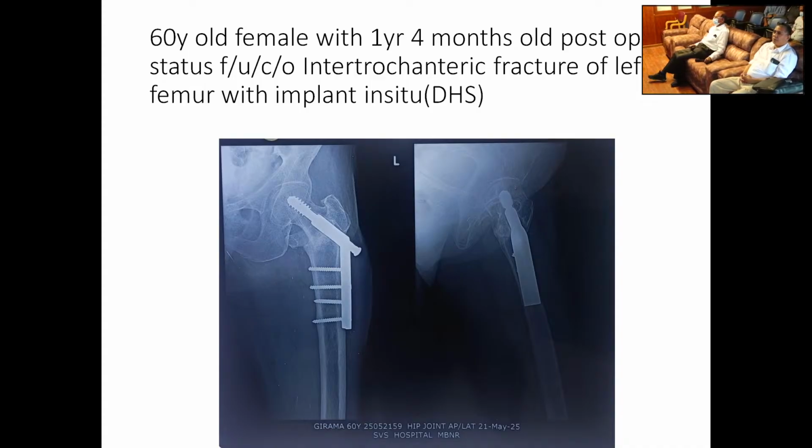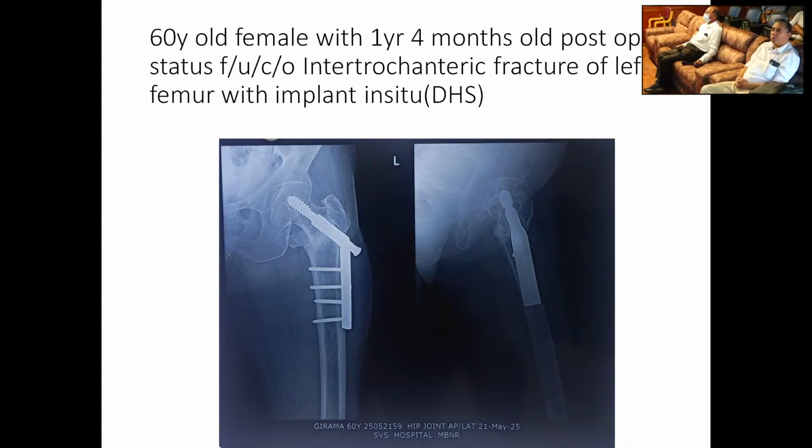Anything else? Stable concept. Any one more point? Anatomical reduction, articular congruity, stable fixation. There should be no angulation. There should be no displacement. Anatomic reduction also means everything, indicates that everything has been included.